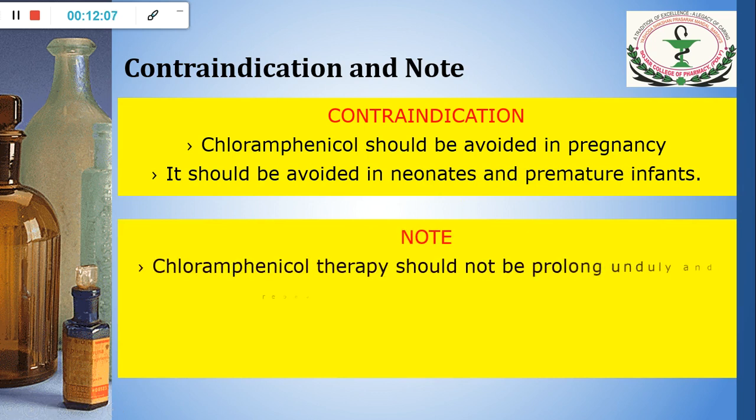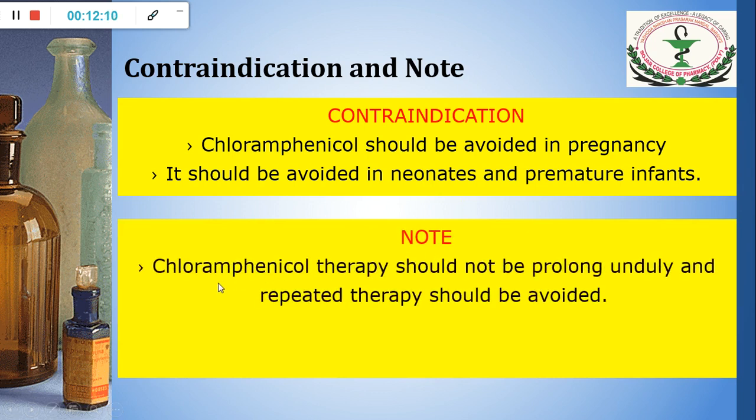Now the note about chloramphenicol. Chloramphenicol therapy should not be prolonged unduly, and repeated therapy should be avoided, because that may lead to severe bone marrow depression. So the therapy should not be prolonged unduly, and if you have taken chloramphenicol earlier, repeated therapy with the same chloramphenicol must be avoided.